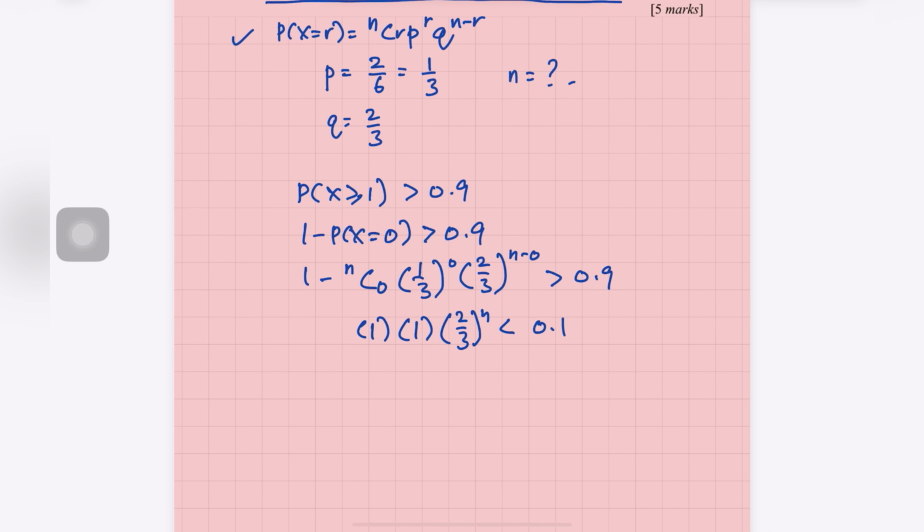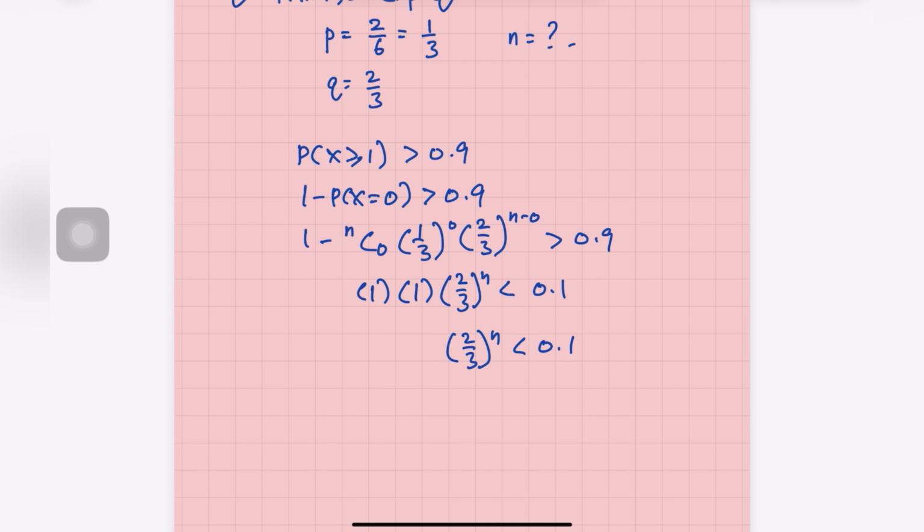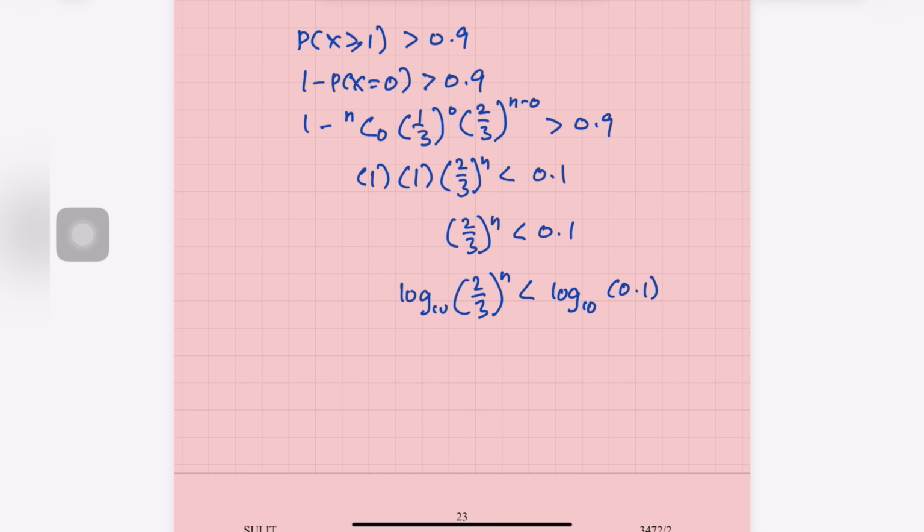So all this is 2 over 3 to the power of n less than 0.1. By using logarithms, we can take log of both sides with log base 10. So n log base 10 of 2 over 3 is less than log base 10 of 0.1. Then n is log 0.1 base 10 over log 2 over 3 base 10.